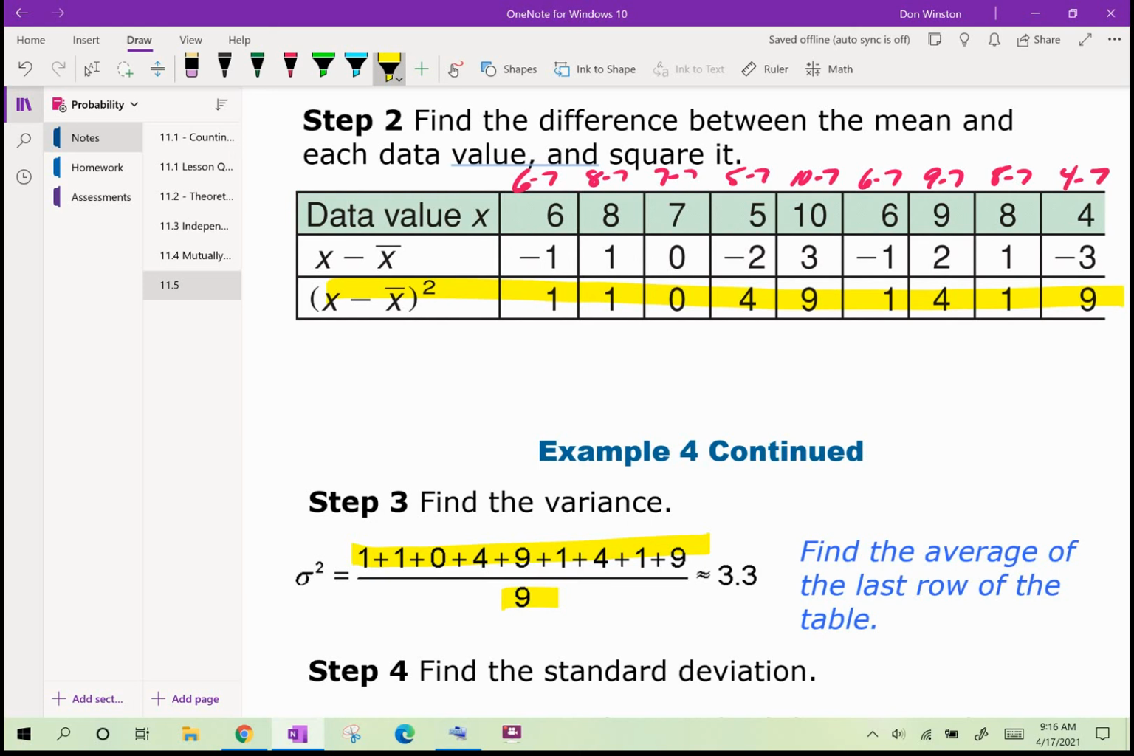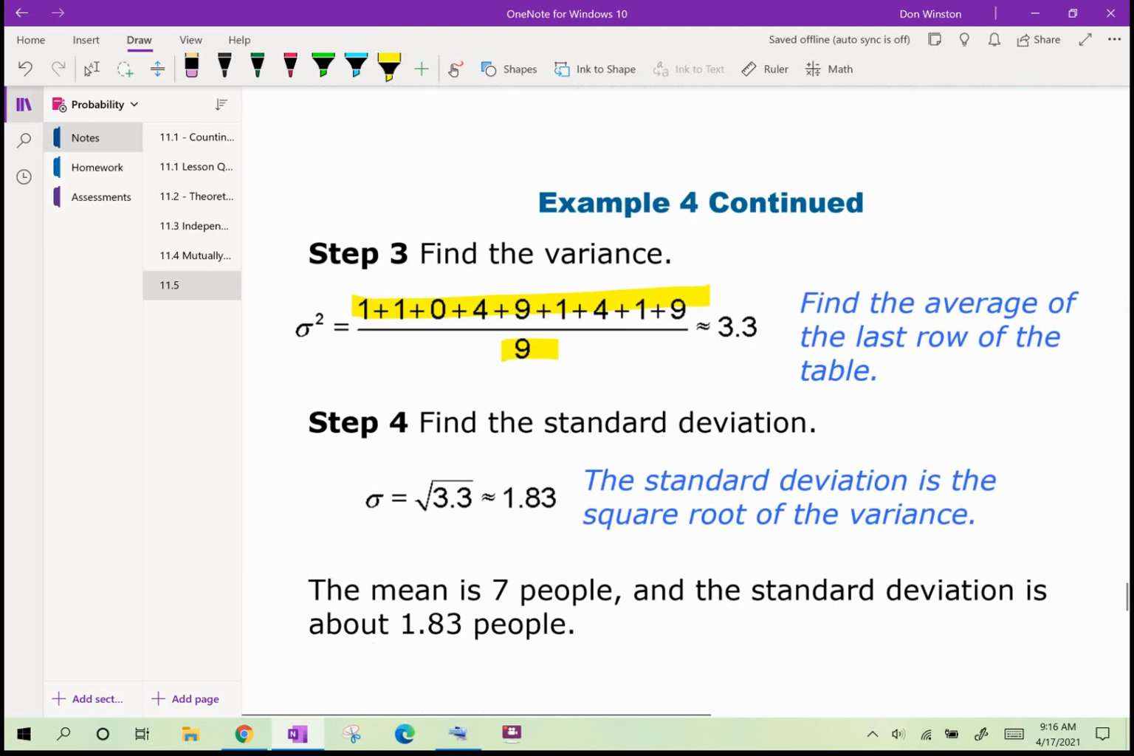Now, that's our variance. To find the standard deviation, we take the square root of the variance. And you get 1.83. So the mean is 7 people, and the standard deviation is about 1.83 people.